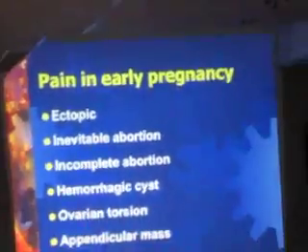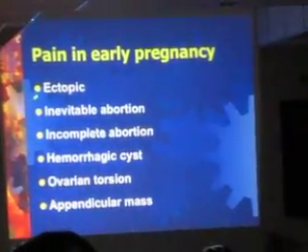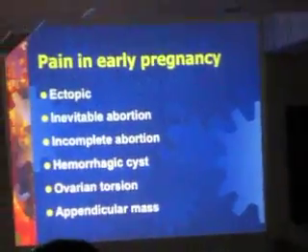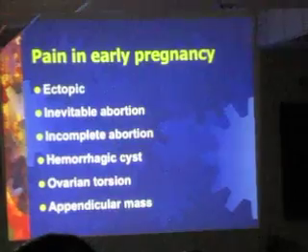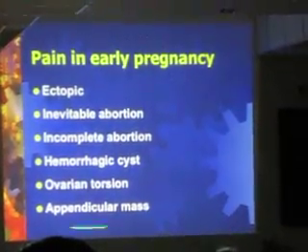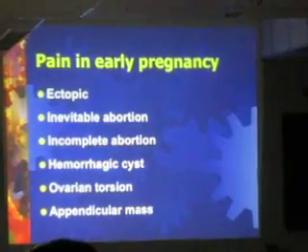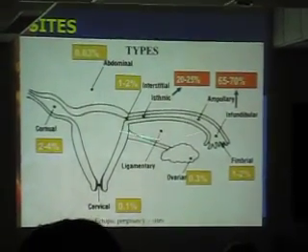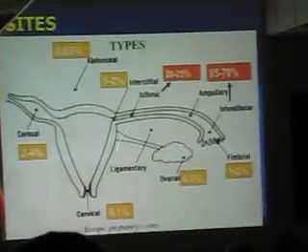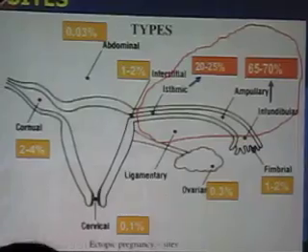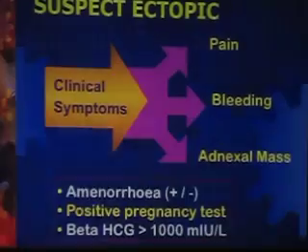Then we talk about pain in early pregnancy. The other reason is ectopic. You have inevitable abortion, incomplete abortion, sometimes hemorrhagic cysts in the ovary or ruptured corpus luteum cyst, which can cause pain, or there's ovarian torsion. Sometimes it can even be an appendicular mass which is causing the pain. When we talk of ectopic, we know that in 60 to 70% the site is in the ampullary region and 20-25% in the tube here.